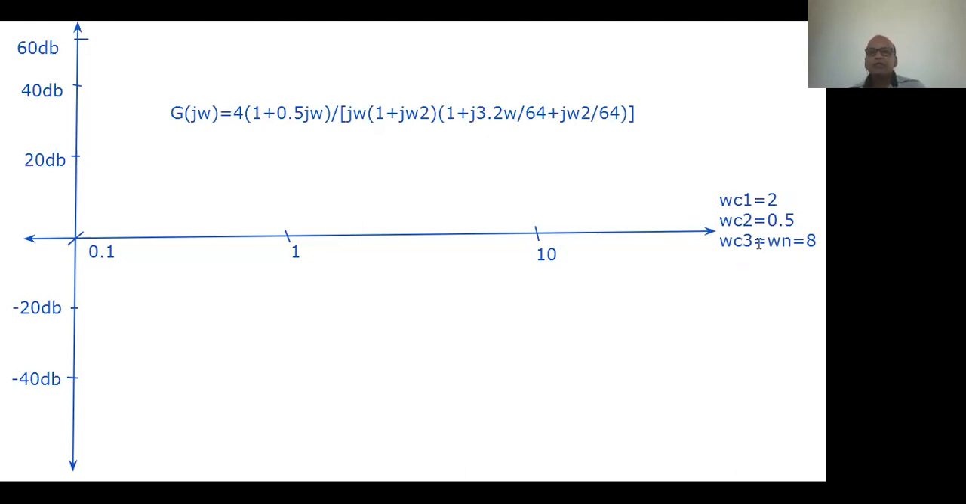For this factor it is 2, for this factor it is equal to 0.5, for this factor it is equal to 8. That is 2 radians per second, 0.5 radians per second, 8 radians per second.